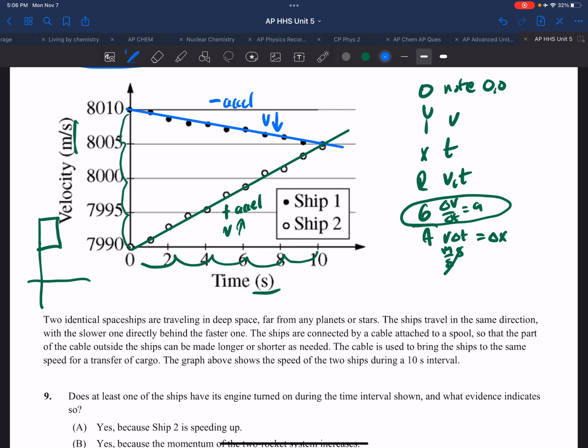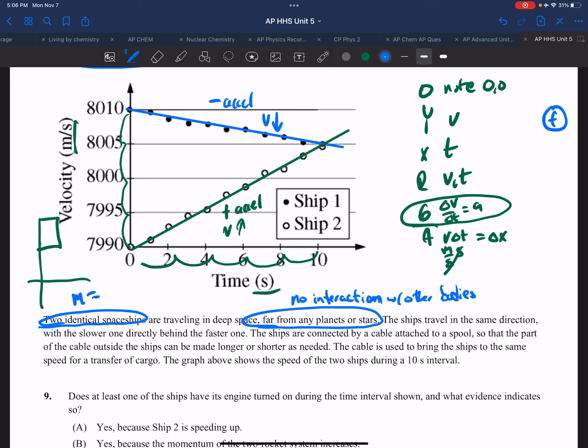So now we read the problem. Two identical spaceships, and identical means the masses are equal. Far from any planets or stars, that means there is no interaction with other bodies. The entire system is the two ships, and there's nothing else. They travel in the same direction, the slower one directly behind the faster one. So the faster one, which we can see just from the numbers of the velocity, is ship 1. And the slower one is ship 2, with lower velocities, although the velocities are eventually coming to be equal with each other.